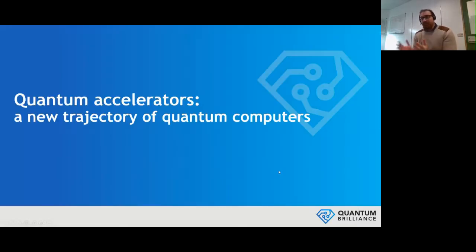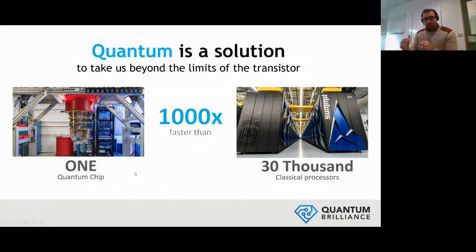But quantum accelerators. When you have graphic card size QPUs, this gives you a new vision. Now you're not competing with mainframe quantum computers, but you can exploit the size of the systems. The first thing we want to say is that quantum is, of course, the solution. There is a limit to the capabilities of the traditional transistors. Even a mainframe quantum chip shows that one quantum chip can be several orders of magnitude faster than the biggest HPC resources.